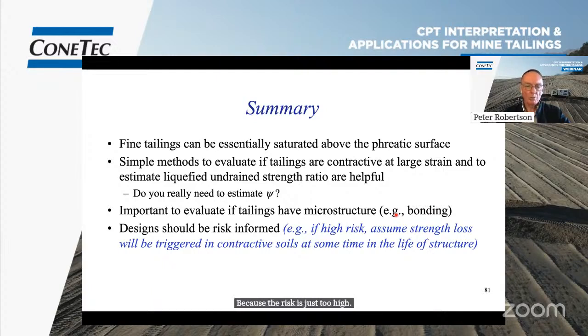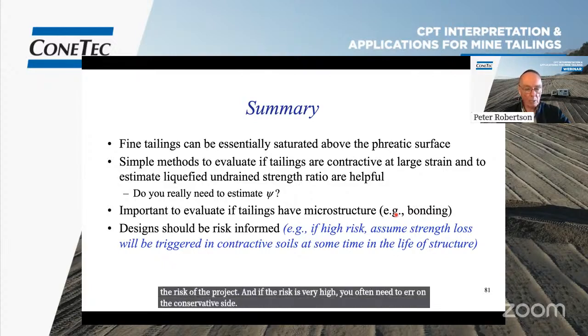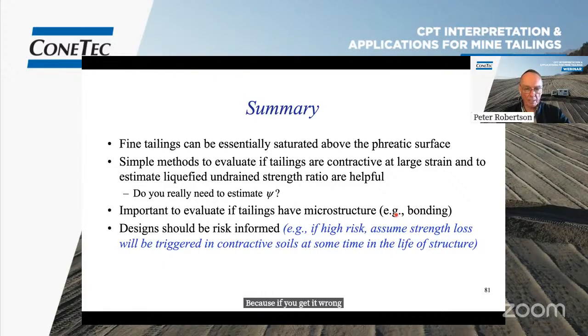So, thinking that you can actually estimate the in situ state to a high level of accuracy and then run a numerical analysis to prove that it's not going to be triggered, you have to keep in mind the risk of the project. And if the risk is very high, you often need to err on the conservative side, because if you get it wrong, it could be catastrophic. And so it's better not to get it wrong.